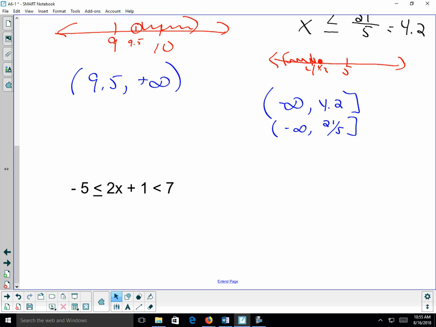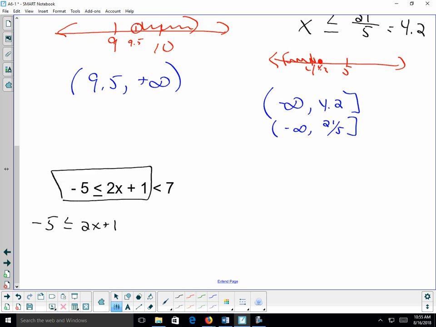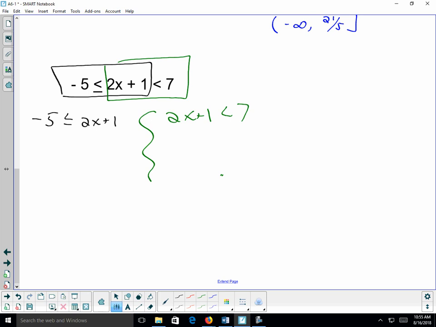In Algebra 1, you should have been taught to separate it as just two separate inequalities, where I take everything up into one inequality and I write it. Then when I look at it, I forget the other inequality and do the second inequality. So I'm going to have 2x plus 1 is less than 7. So I have two inequalities. I solve this separately, and at the end, I put them together.